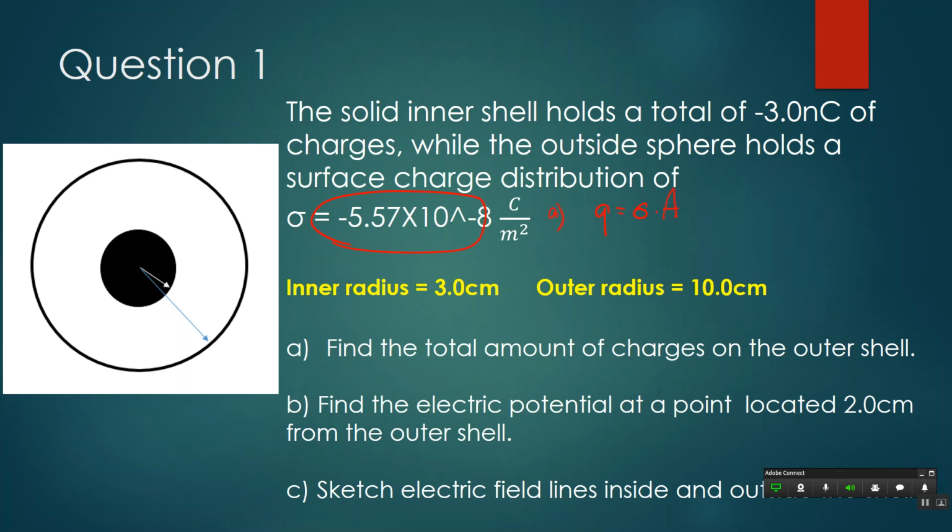So this is for A. Can you guys see my writing? So A, Q is equal to sigma times A. And sigma is equal to 5.57 times 10 to the -8 coulombs per meter squared multiplied by the area of the outer shell. So how do I figure that out? What's the formula for an area of a sphere? 4 pi r squared, exactly. So 4 pi times the outer radius, which is 0.1 meters, squared. All right. So if someone can do that on their calculator, let me know what you get.